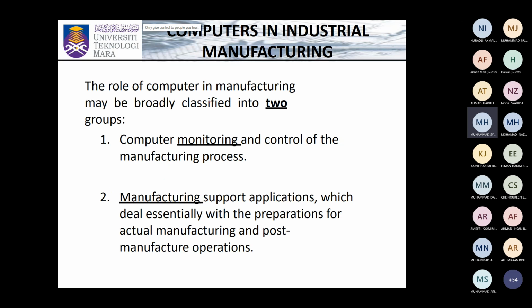Basically, computers are classified into two areas in manufacturing. The first one is to monitor and control the manufacturing process, and the second one is the manufacturing environment itself, that means in the production plant, what is happening. This is the actual manufacturing. Monitoring the manufacturing process is actually the design, coming up with a part. So design comes under this section.